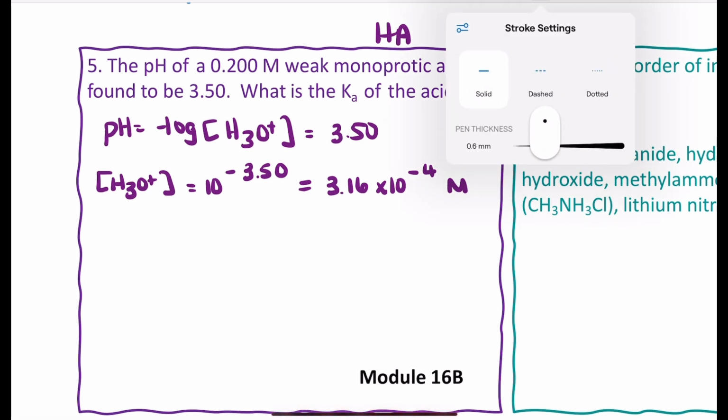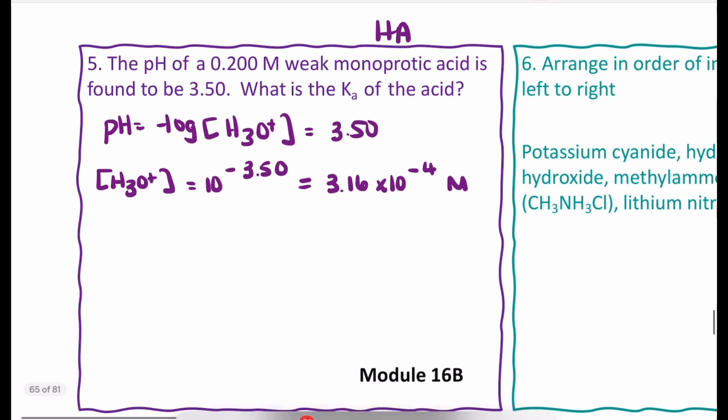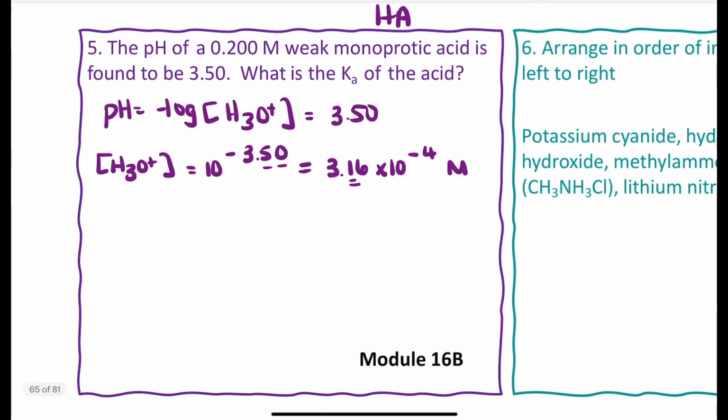Now, let's talk about sig figs really quickly. Remember, when you're in the log form, it's the decimal places that are significant. So this actually only has 2 sig figs and it stops here. I'm just not going to round yet. But my actual hydronium concentration in this system is 3.16, or 3.2, times 10 to the negative 4 molar.